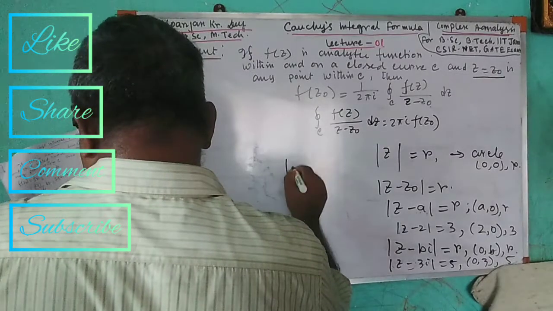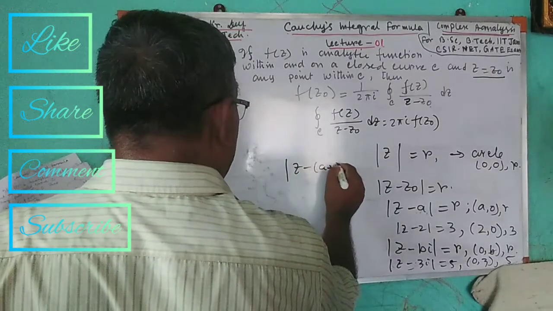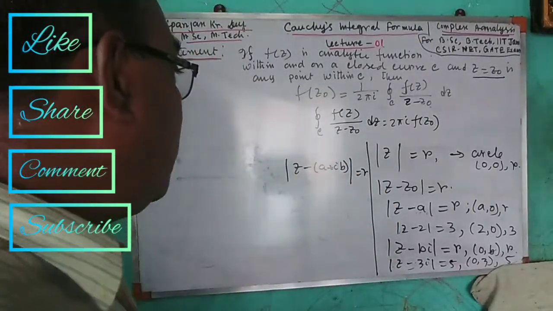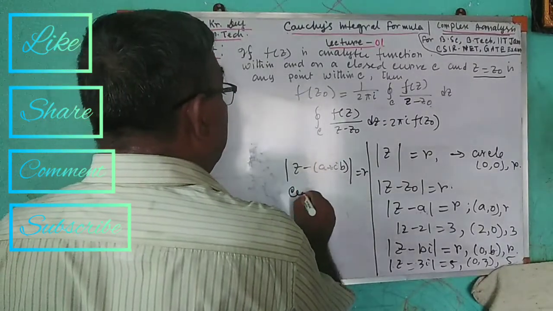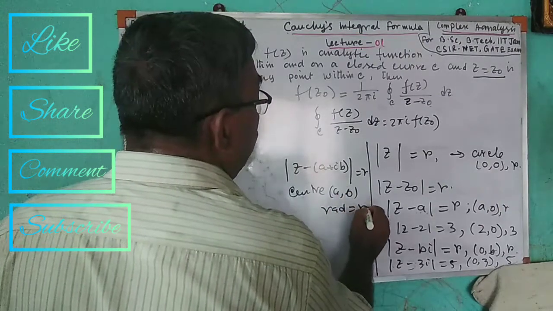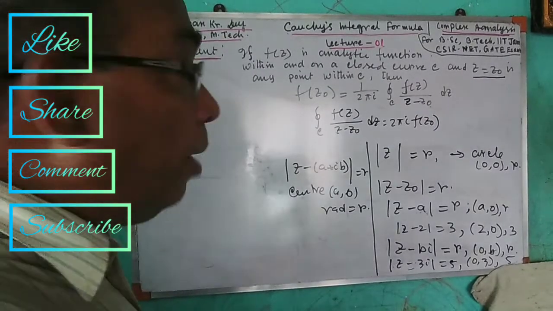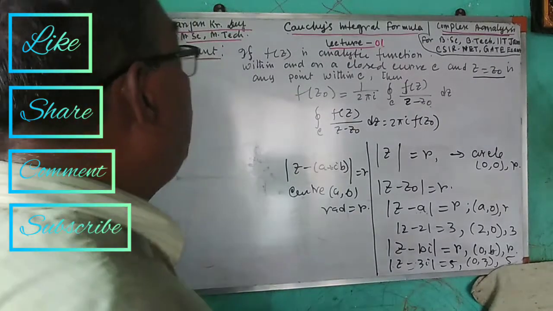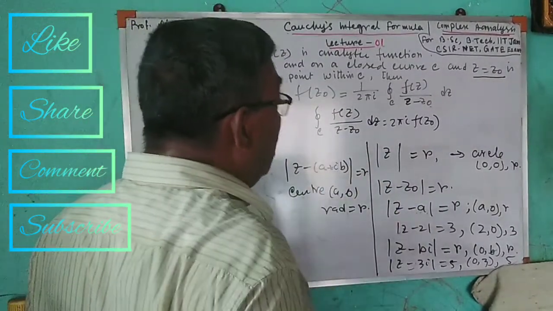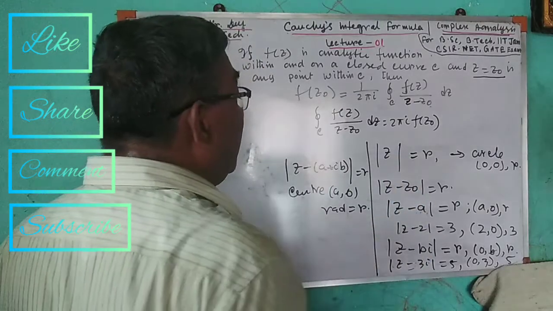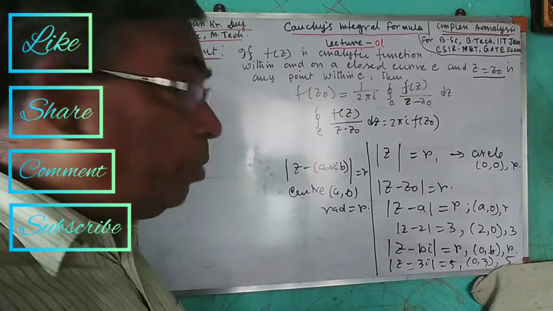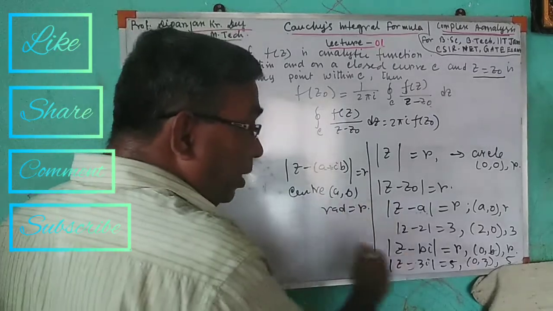Suppose the closed curve is z minus a plus ib equal to r. This means that center is a comma b, radius is r. This will be required when we have to solve problems using Cauchy's integral formula. Sometimes the closed curve is in this form, then directly we can find the center and radius. Okay, I think everybody understood this part.